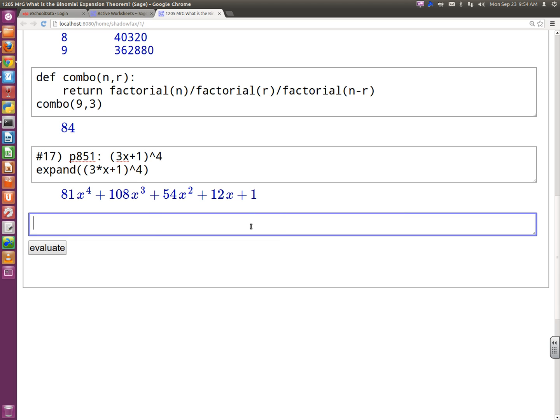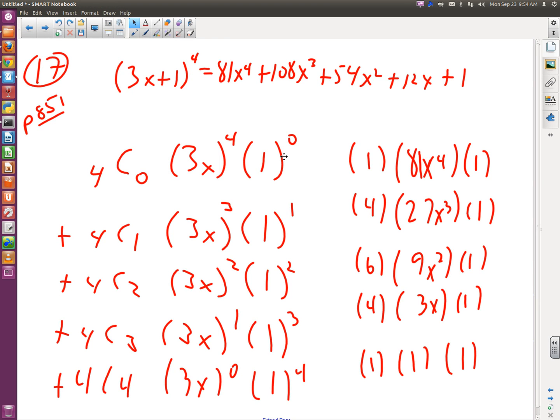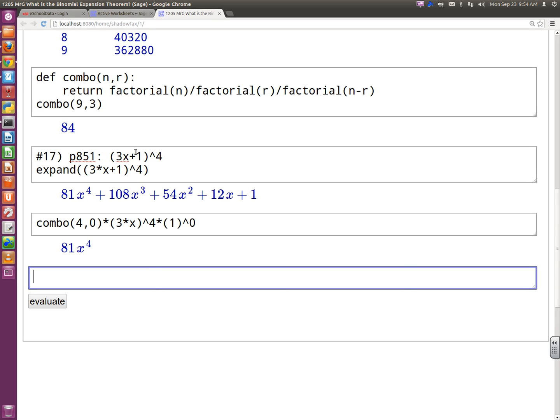Are you ready? Combo of 4, 0 times 3x to the fourth times 1 to the 0. Is that what we wrote as the first term? Let's check. Let's go back to the smartboard. Is that the first term? All right. So we could do this right on the smartboard, I mean on the Sage, using our combo method that we wrote.